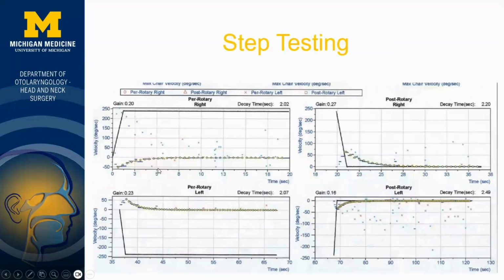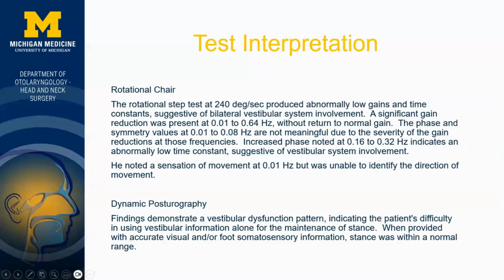Step testing. This is where we are trying to generate nystagmus with that quick rotation in one direction. Anything less than 10 is considered abnormal. So his velocity storage mechanism is very impaired. 2 seconds here, 2 seconds, 2.5, 2 seconds. So this confirms everything that he has a pretty significant bilateral vestibular hypofunction.